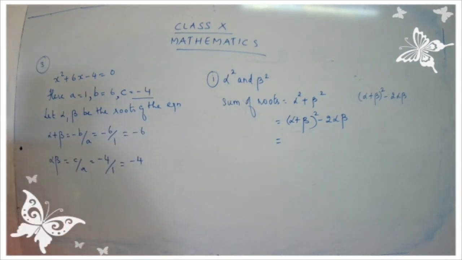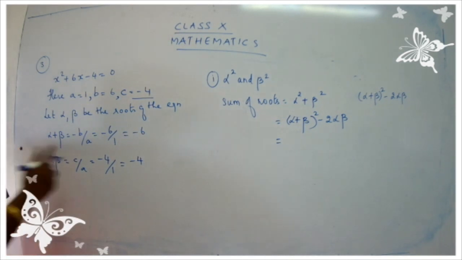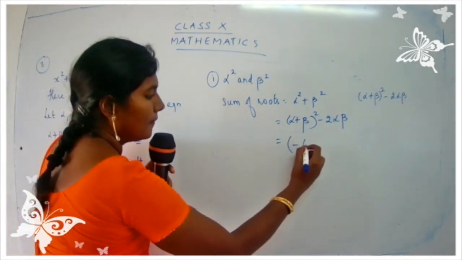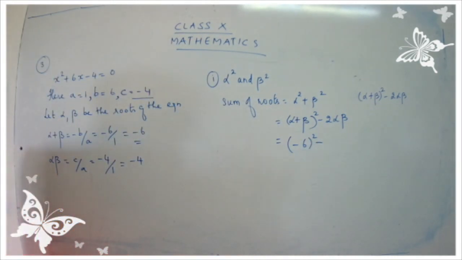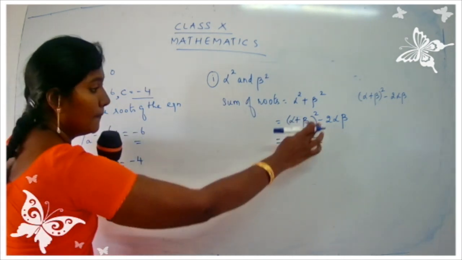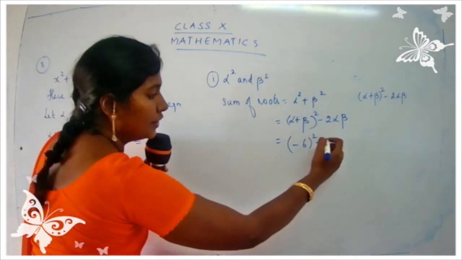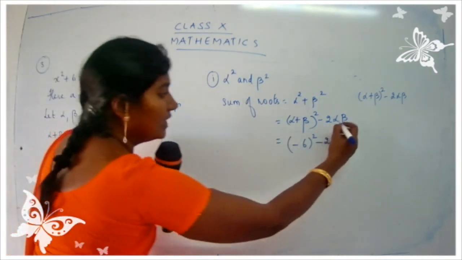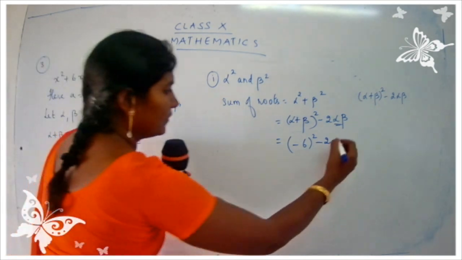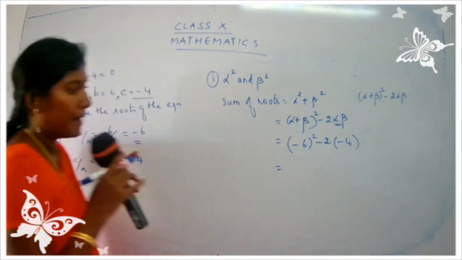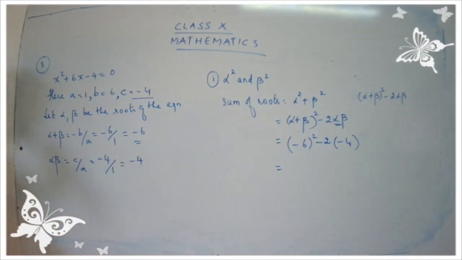Let's use the value. What is alpha plus beta, children? Yes, see? Minus 6. Very good. Minus 6 the whole square. Okay. Minus alpha plus beta square I have substituted. What is the next thing given here? Minus. Done. What is next thing given here? 2. Okay. Now I have to write the value for alpha beta. What is the value for alpha beta? Minus 4. Yes. I'll put here minus 4. Minus 6 into minus 6. What is minus 6 into minus 6? It's plus 36. Good. Then minus 2 into minus 4.